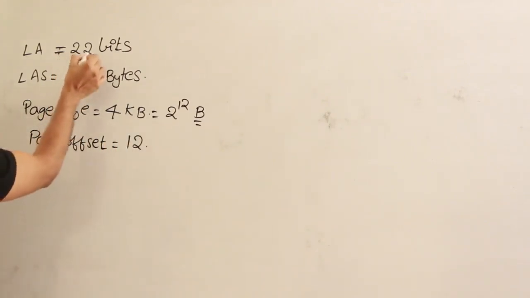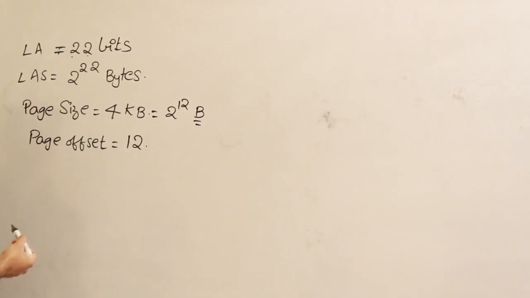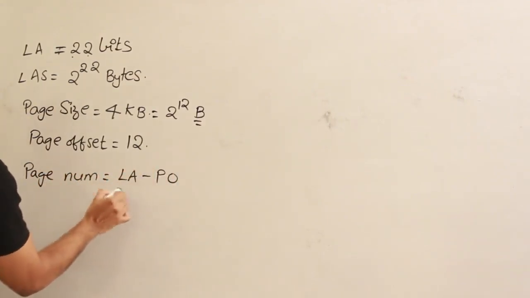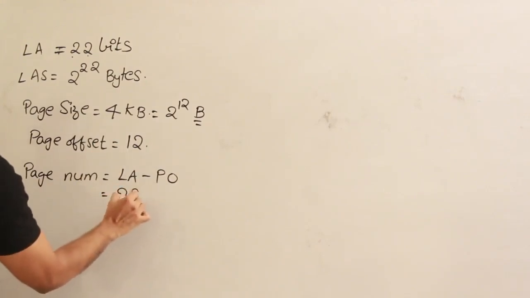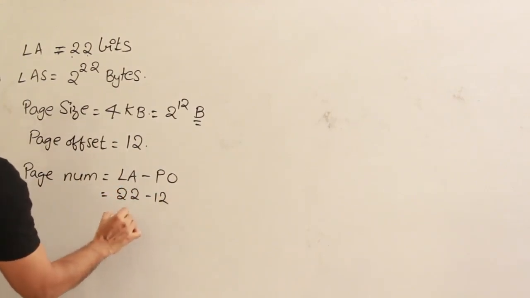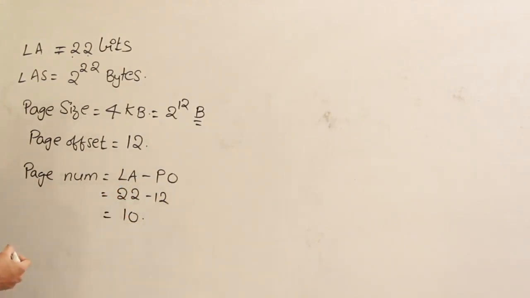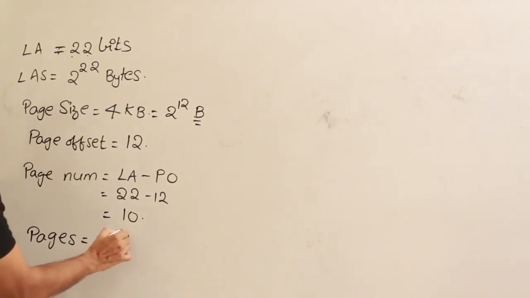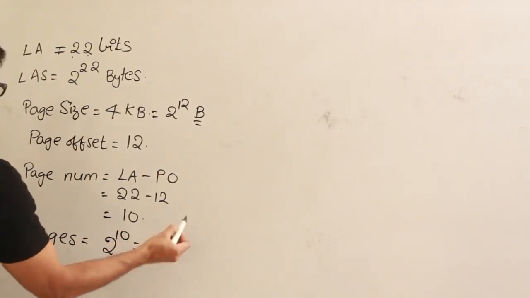Now logical address is 22 bits and page offset is 12 bits. Then how many pages are there? The page number field will be equal to logical address minus page offset, if you remember. Then 22 minus 12 is nothing but 10, isn't it? Now what is the number of pages? Number of pages in this particular process is going to be 2 power 10, which is 1k pages.